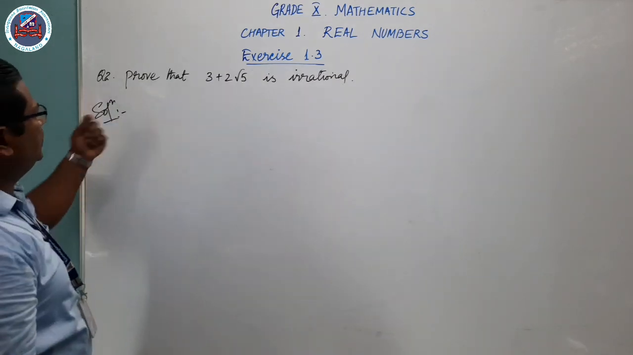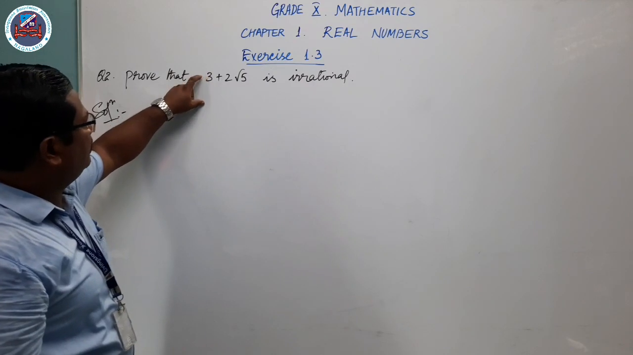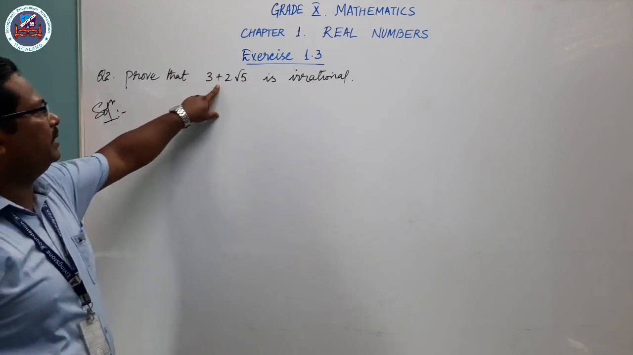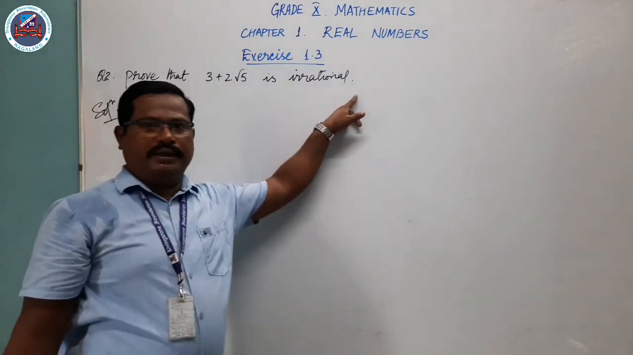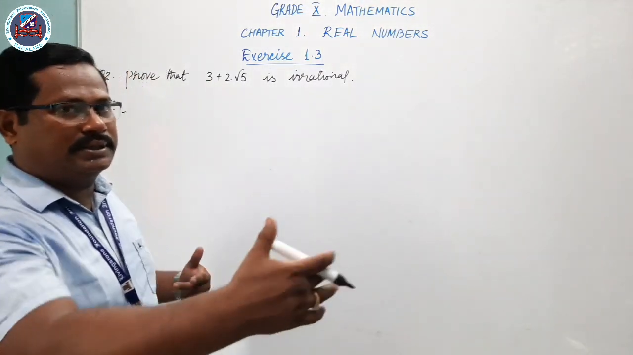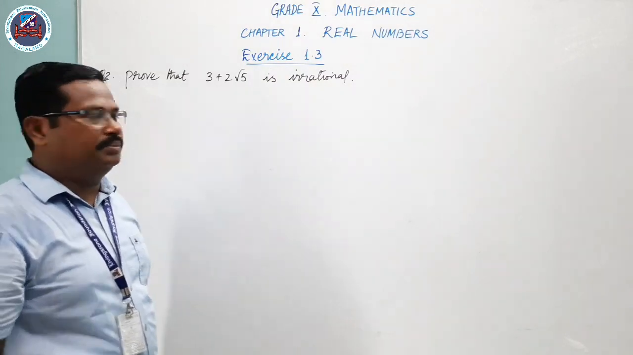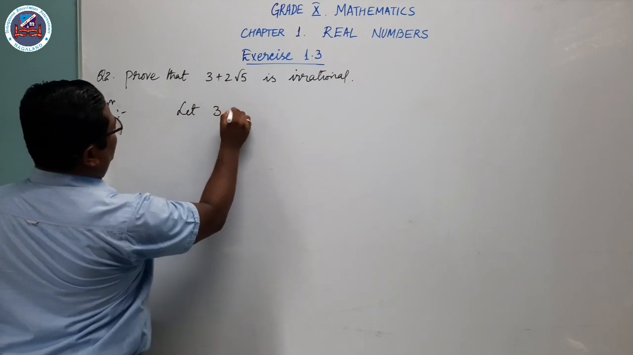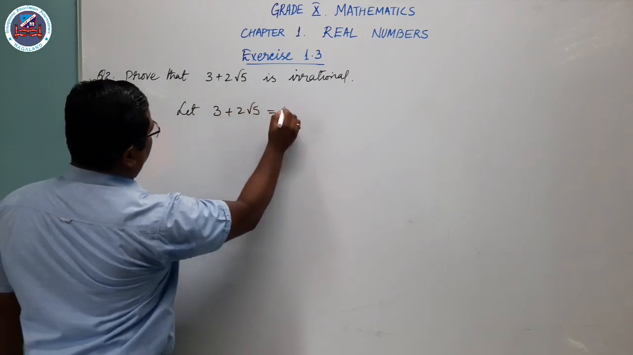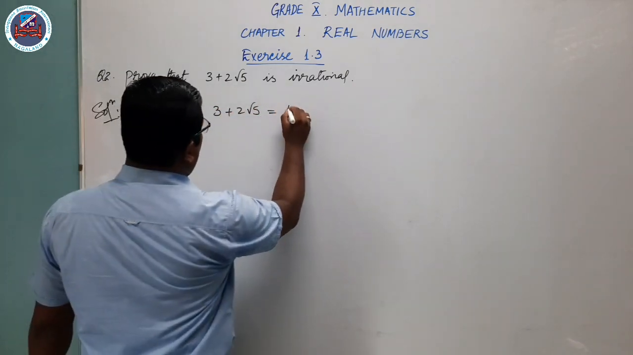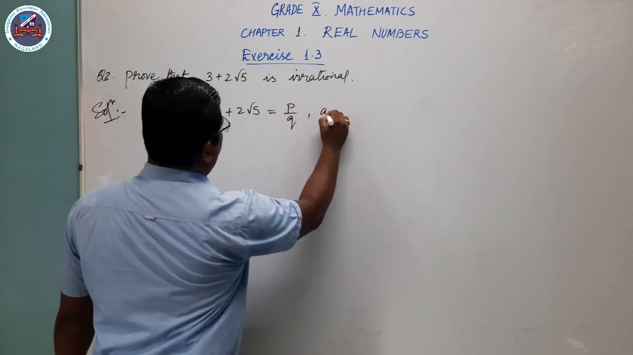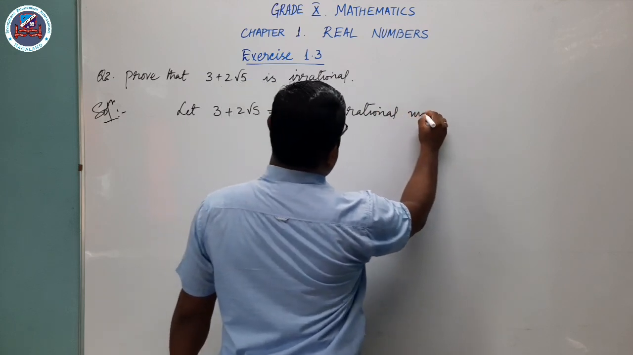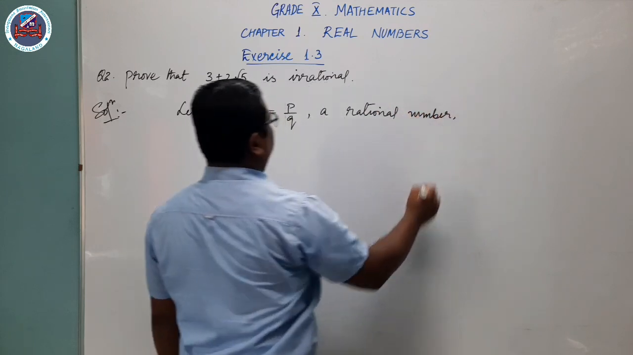To prove that a rational number and an irrational number, when you either add or subtract, the result will be irrational, you don't have to follow the same procedure that we have done in question number 1. The simple way you can do, let 3 plus 2 root 5. Here also assumption you will do the same way, equal to p by q, a rational number. This will be your first step.